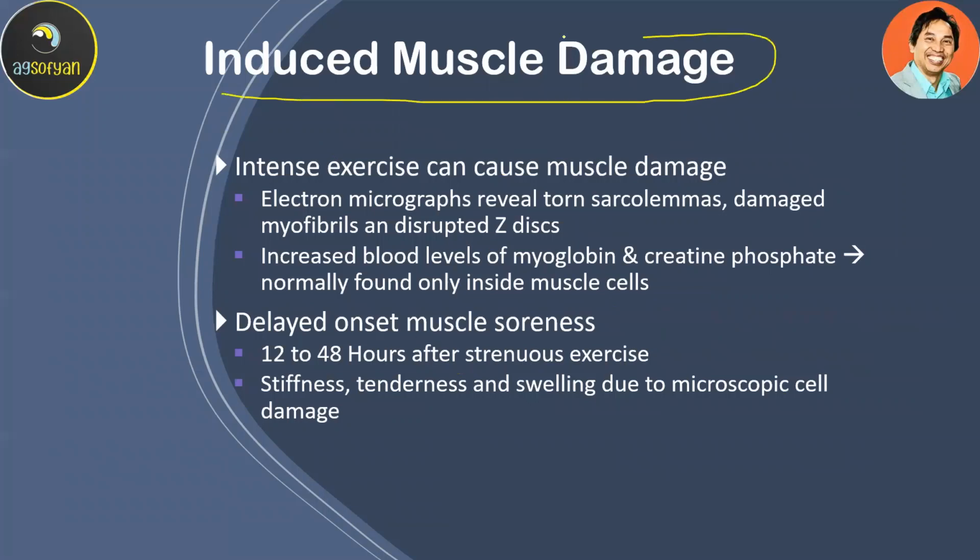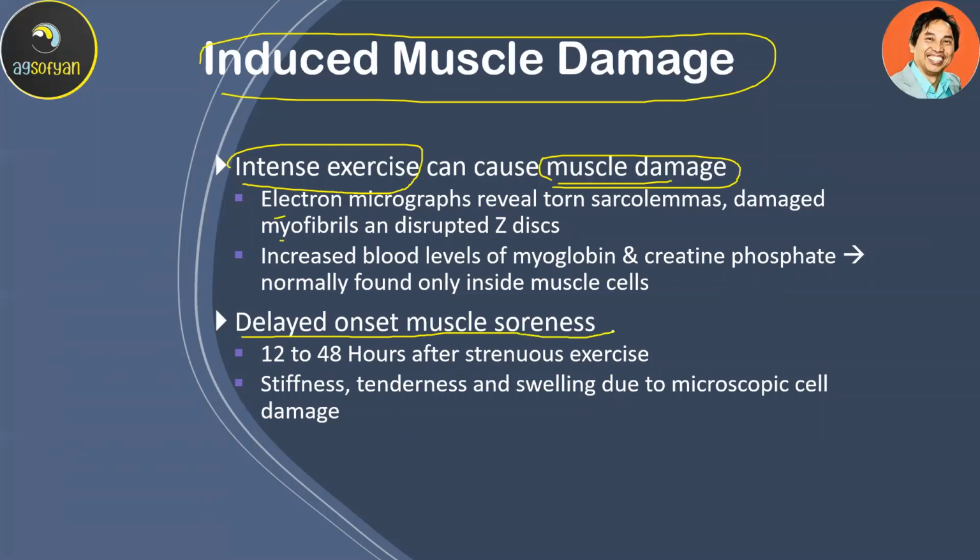Some induced muscle damage, for example, intense exercise can cause muscle damage. If we never exercise and suddenly we exercise so much, it can cause muscle damage. So really important, if you never exercise, do not start with forceful exercise. Do not force yourself. It has to be little by little. Sometimes there is a delayed onset, usually happening 12 to 40 hours after exercise. Then we feel soreness in our muscle and also stiffness in the muscle.